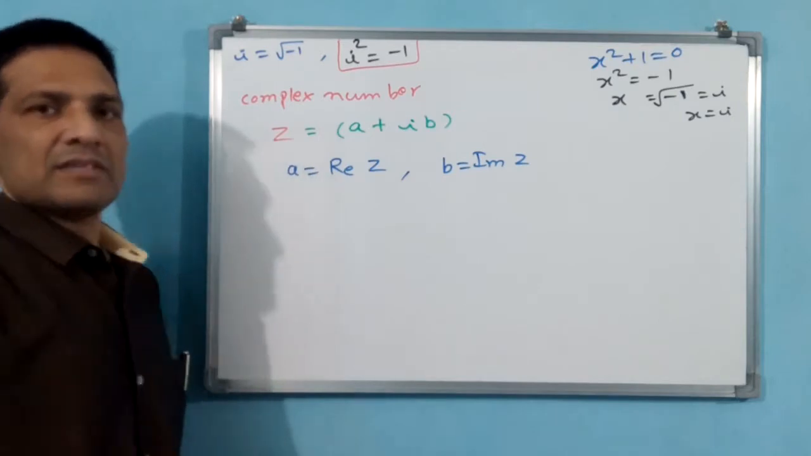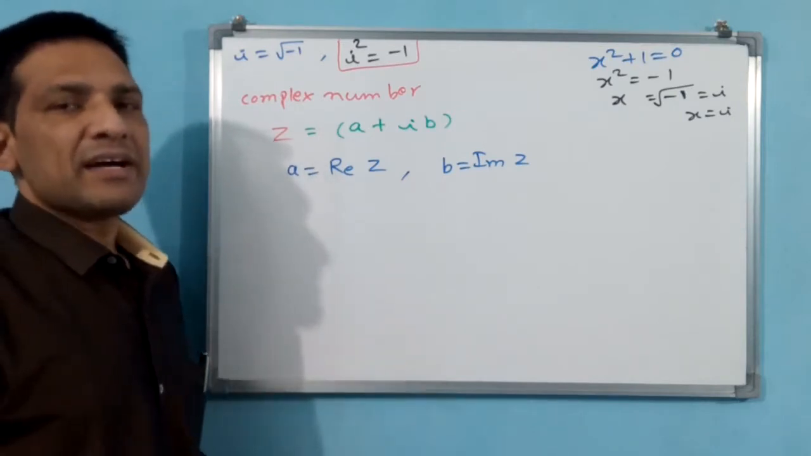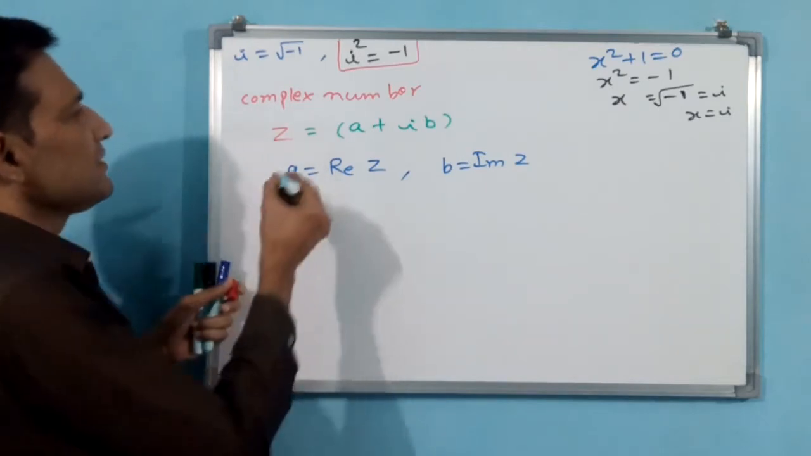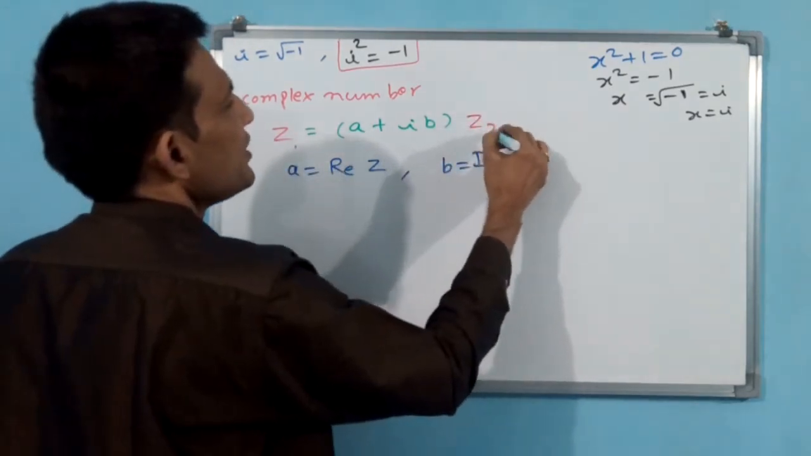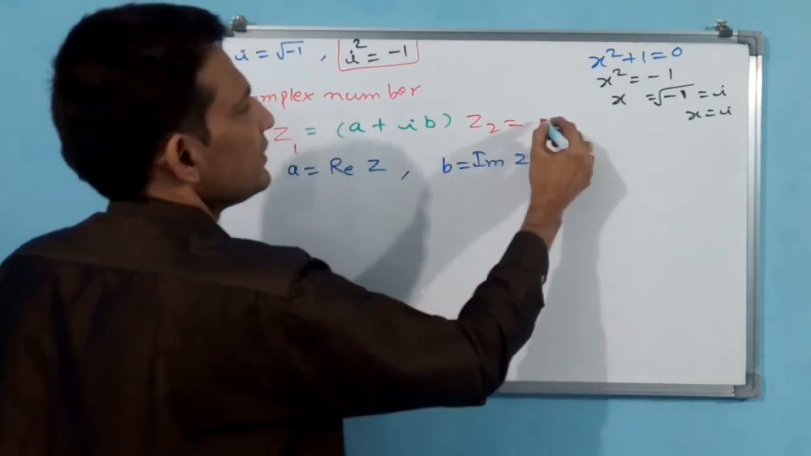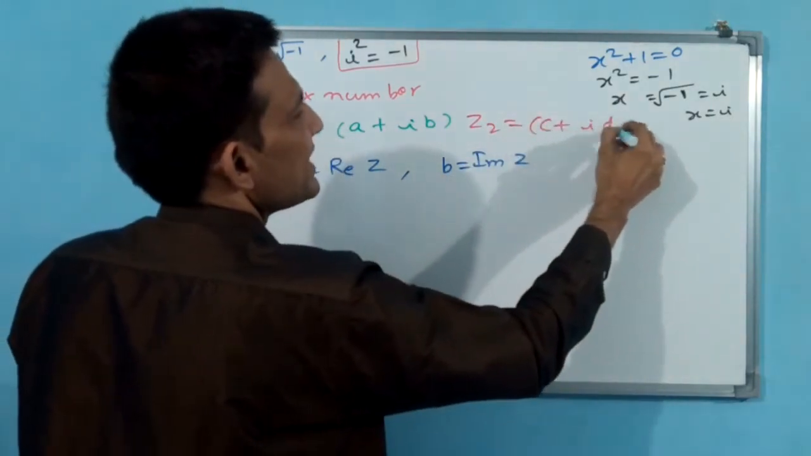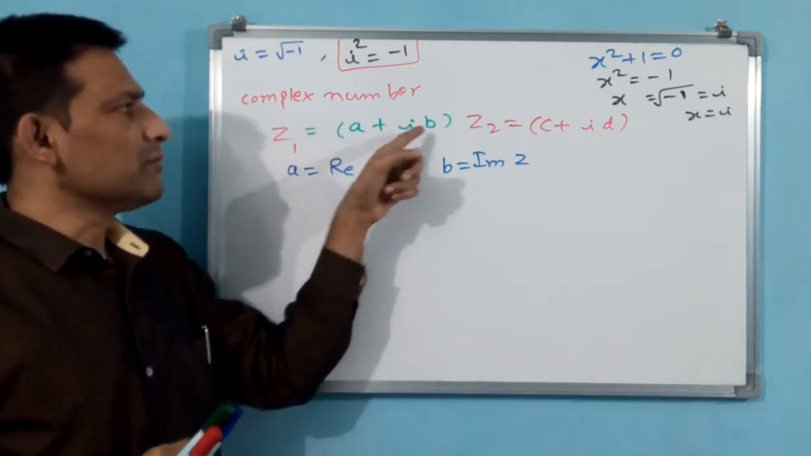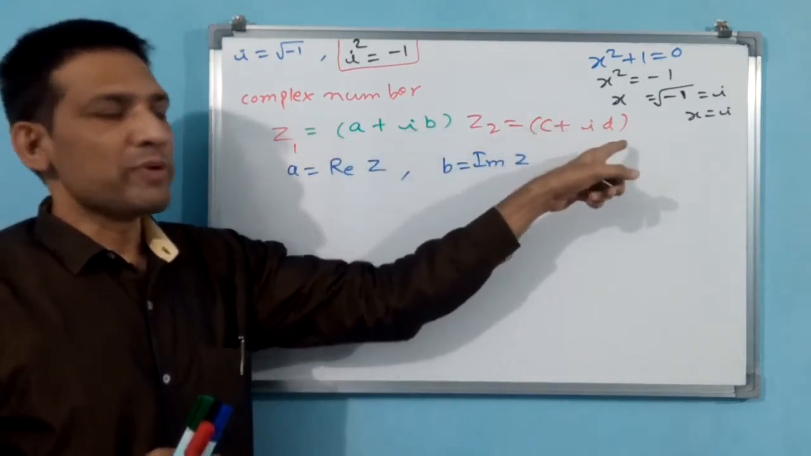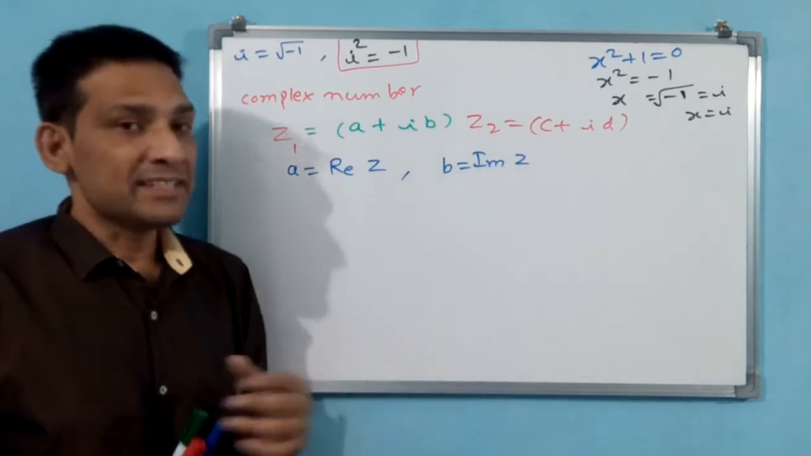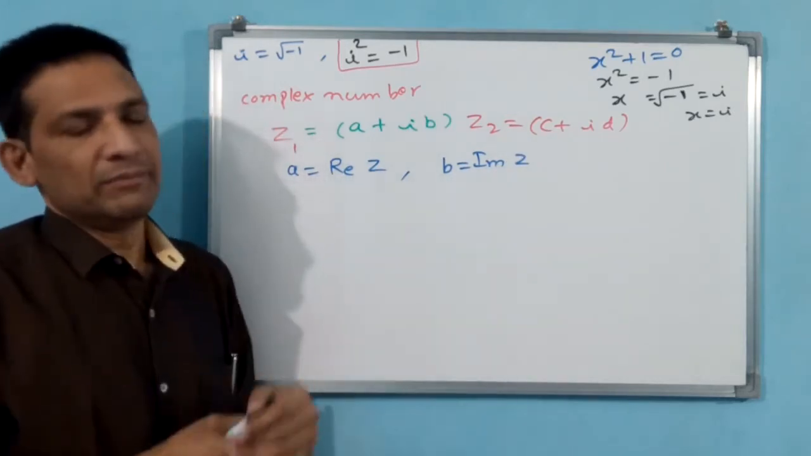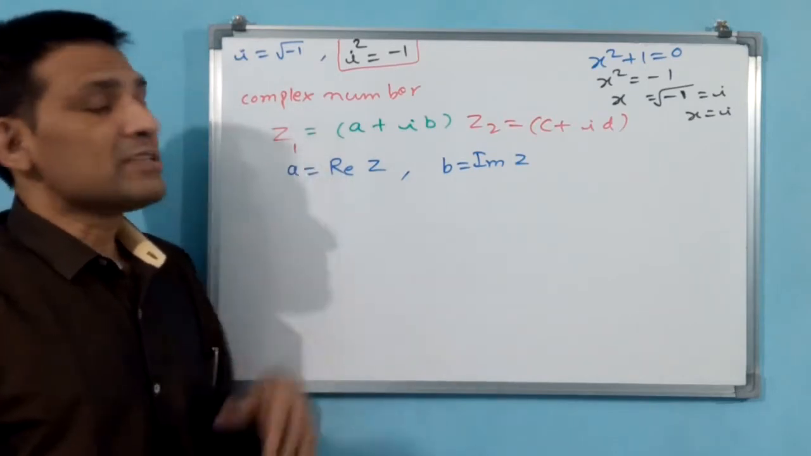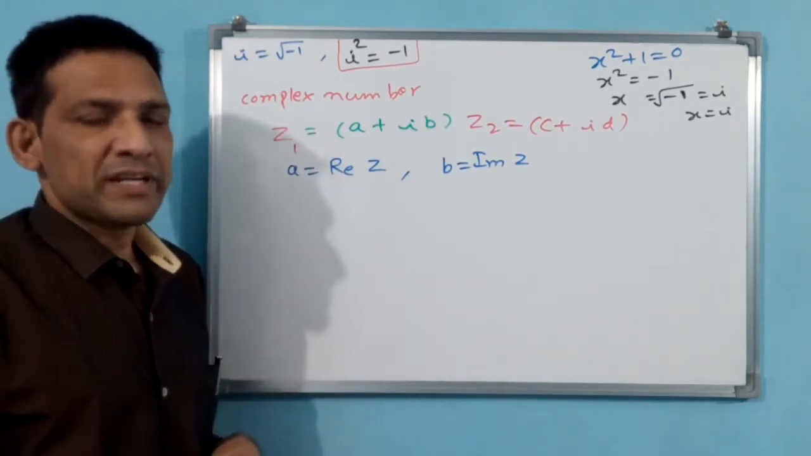Why? Because see, some other number c plus id may come. Then you have to show this one as z1, that one as z2. z2 is equal to c plus id. Don't think that only a will come here, only b will come here. c and d also may come. But you see, this i doesn't change. i will always come. You see how this number is there. This is a special number.